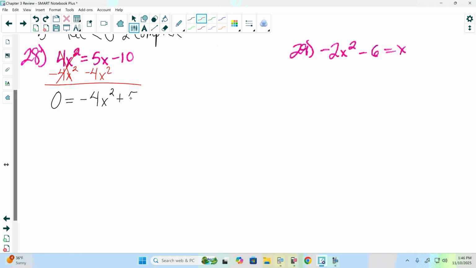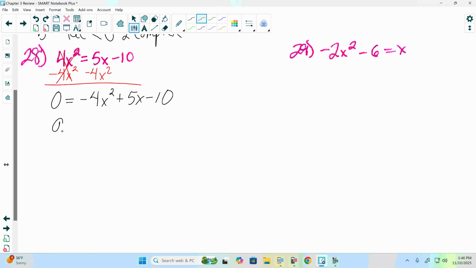So we have negative 4x squared plus 5x minus 10. The alternative is that we subtract 5x from both sides and then add 10 to both sides. But I would rather move one term, the 4x squared term, from the left to the right, than move everything from the right to the left. I'd rather move one thing instead of two.